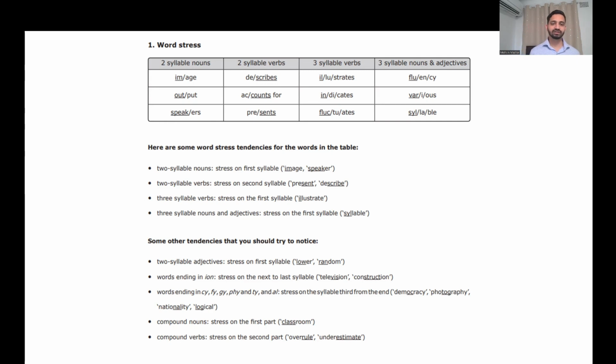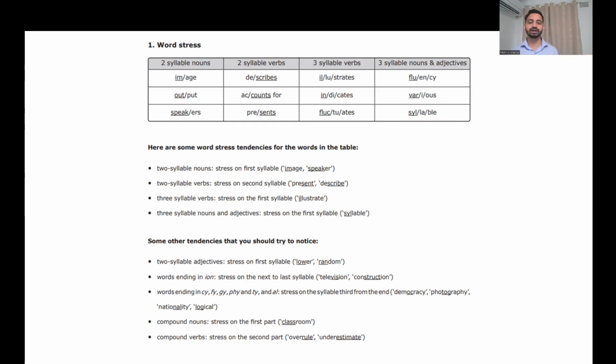And here are some of the main tendencies for the words. 2-syllable nouns, stress is on the first syllable, image and speaker. 2-syllable verbs, stress on the second syllable, present and describe. And 3-syllable verbs, stress on the first syllable, illustrate. And 3-syllable nouns and adjectives, stress is on the first syllable, syllable. Okay. Now, some other tendencies that you should try to notice: 2-syllable adjectives, the stress is on the first syllable, lower and random. Words ending with ION, the stress is on the next to last syllable.